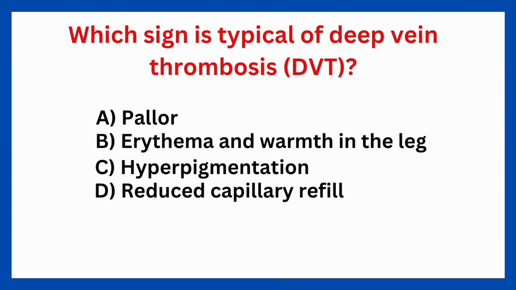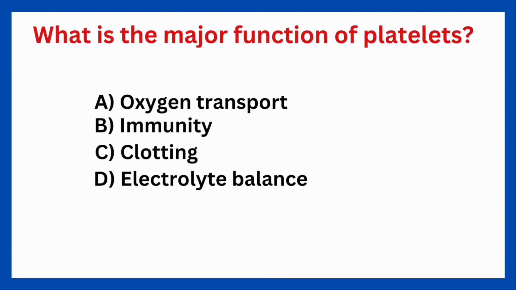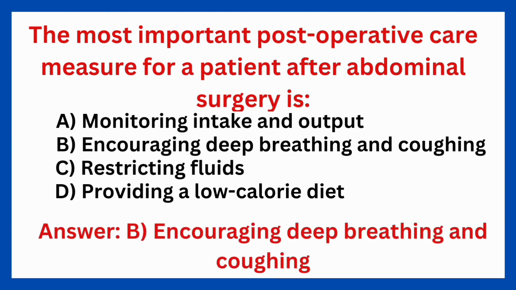Which sign is typical of deep vein thrombosis? Right answer is option B, erythema and warmth in the leg. What is the major function of platelets? Right answer is option C, clotting. The most important post-operative care measure for a patient after abdominal surgery is. Right answer is option B, encouraging deep breathing and coughing.